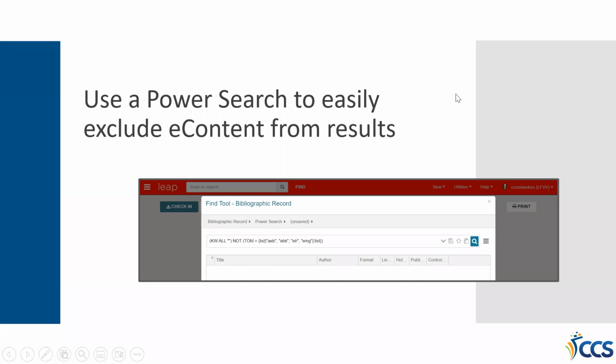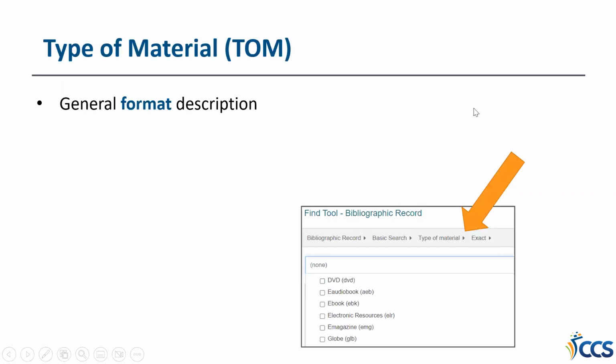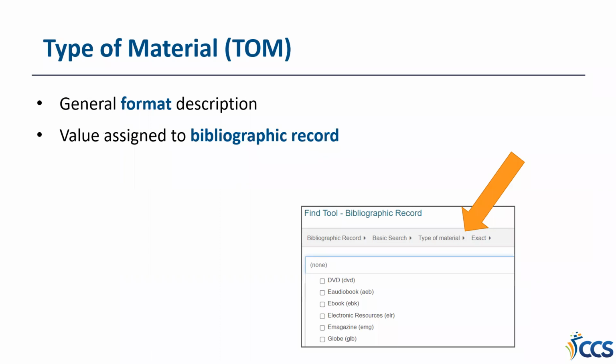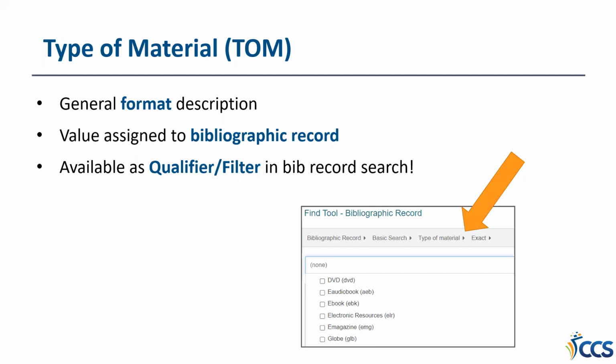Now, this search takes advantage of a bib record qualifier called type of material, or TOM for short. So type of material is a general description of the format. It's a value that's assigned to the bibliographic record. And you'll see it's also available as a qualifier when you're doing bib searches in the Find tool. Since TOM looks at format, it also includes electronic formats like we see in the screenshot here.